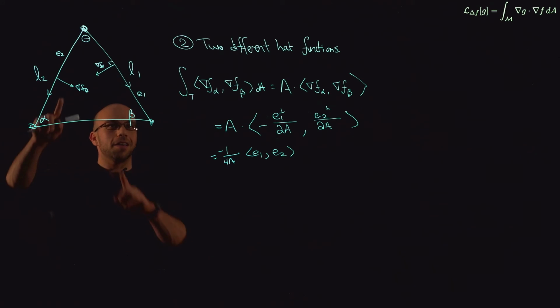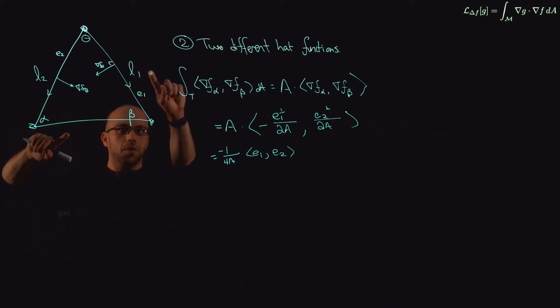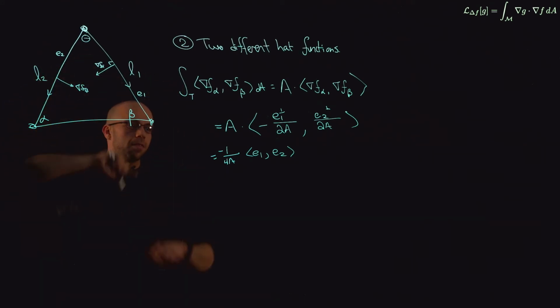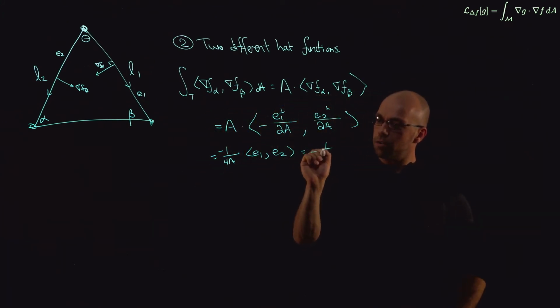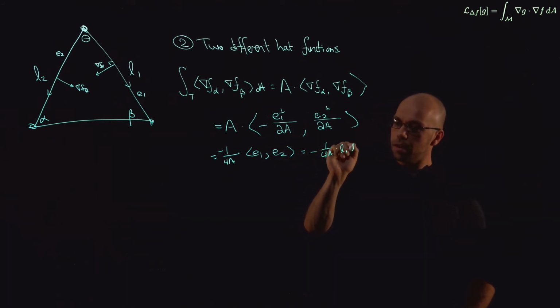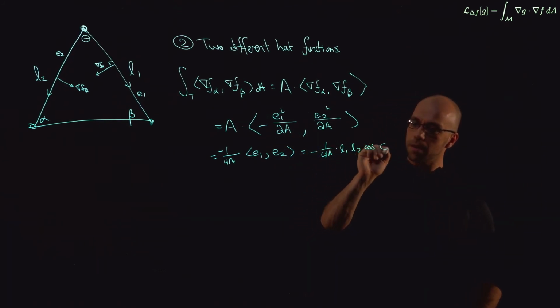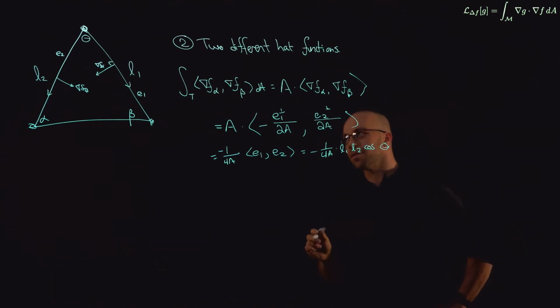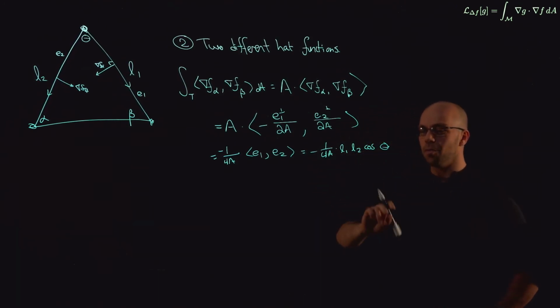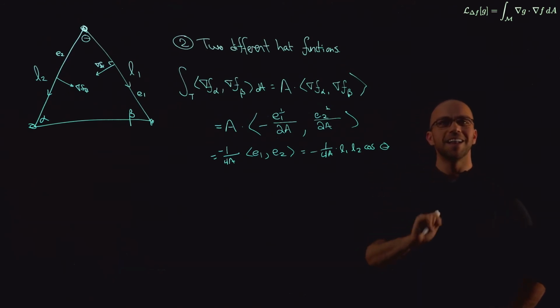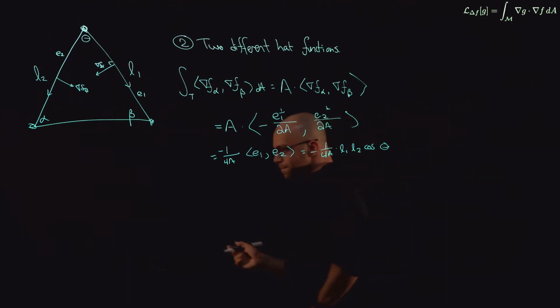Well, okay, so it's a dot product. So it's the length L1 times the length L2 times cosine of theta, right? So this is equal to minus 1 over 4 times the area times L1, L2 cosine theta. Now, we've got a lot going on here. We need to simplify this. So we've got 1 over area, we've got L1 times L2, we've got a cosine. Let's see if we can clean things up a little bit.